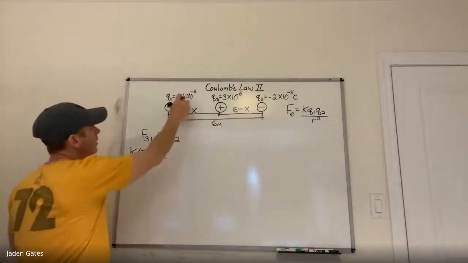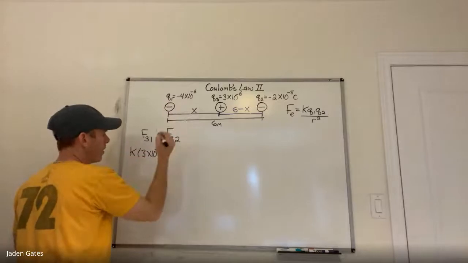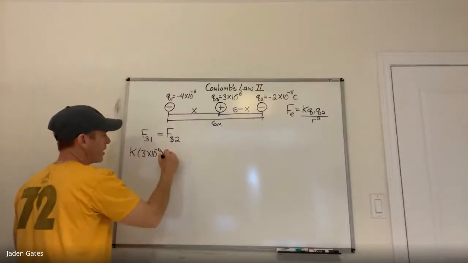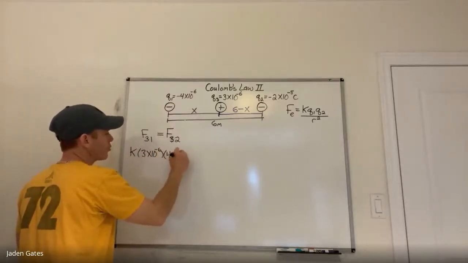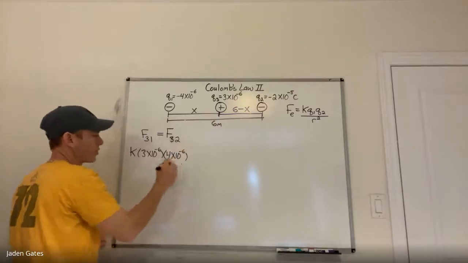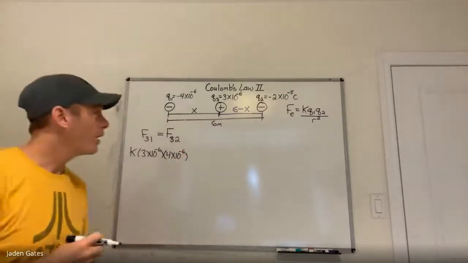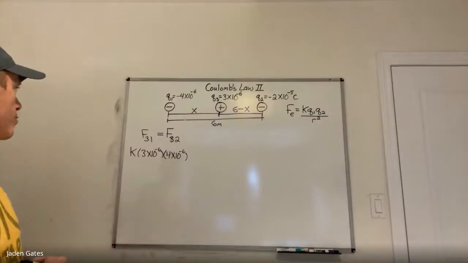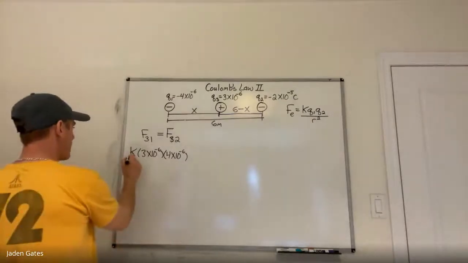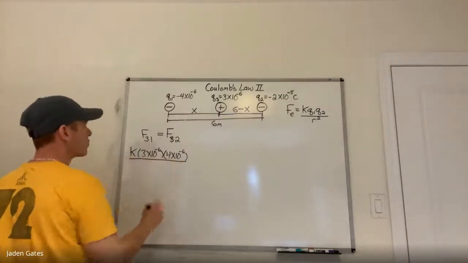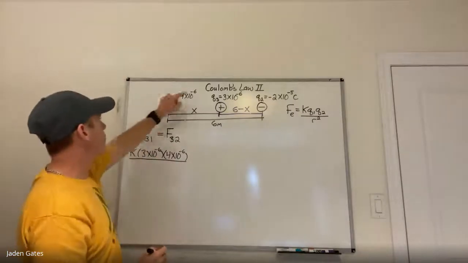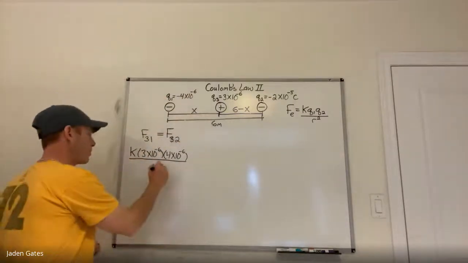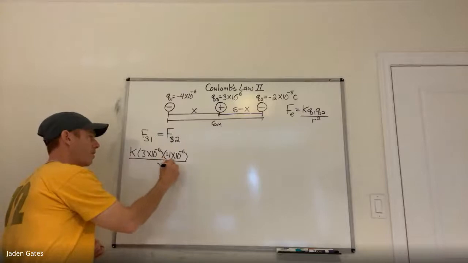Charge 1 right there is negative, but I don't even put in the negative sign. The sign is just telling us which direction things are going. And then divided by distance squared. So the distance between 1 and 3 is x, so it's going to be x squared.